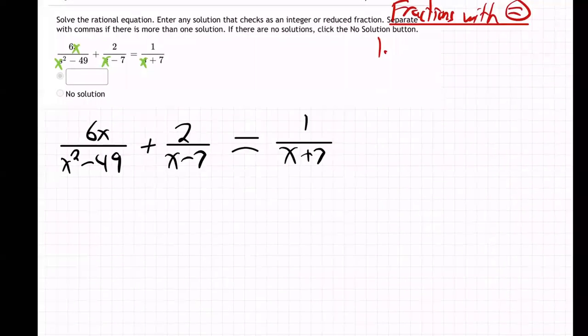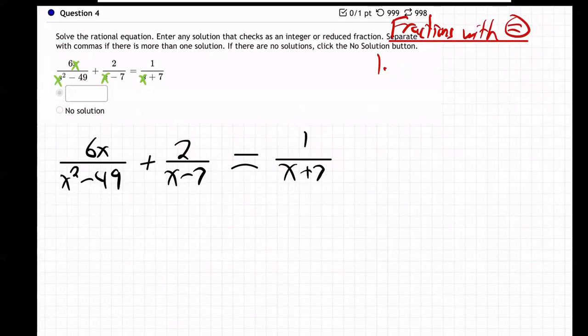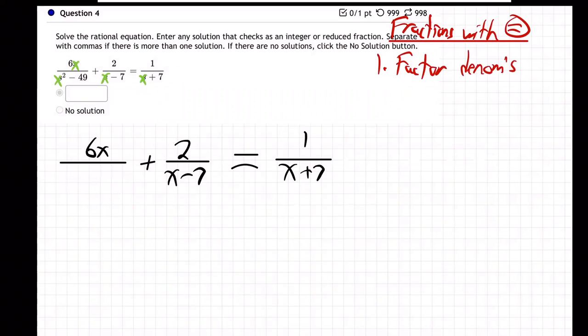Step 1 is to factor denominators. So right here, that one I should have factored from the beginning. So let me do that. That one needs to be factored.